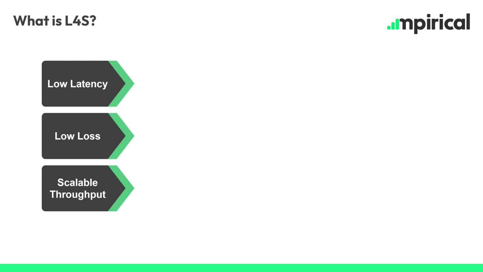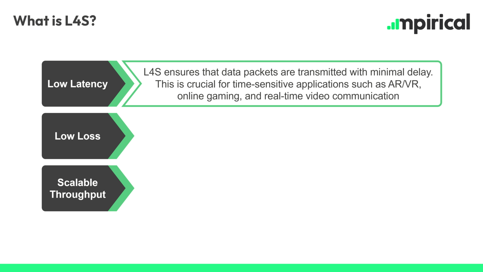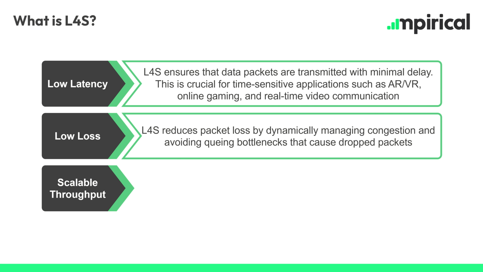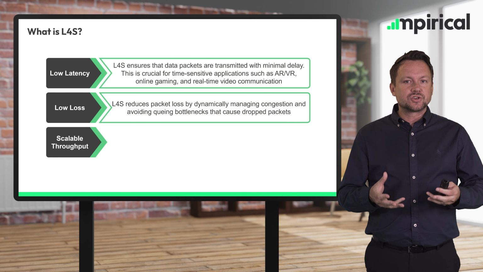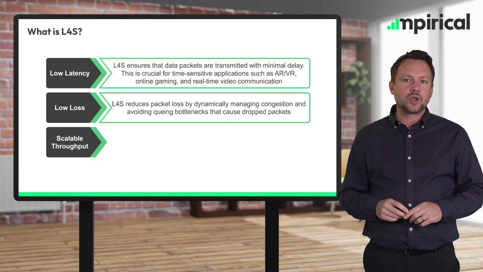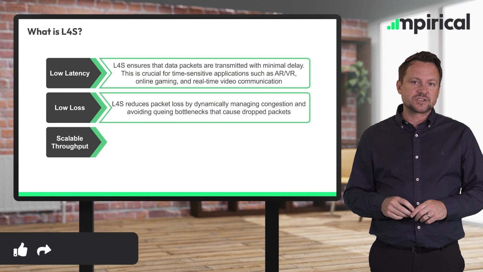L4S itself consists of three key components. We've got low latency. So with L4S, we are able to prioritize delay critical data packets with minimal delay to ensure that we can deliver real-time communication that is required by some of the key multimedia applications that we discussed earlier. L4S is also able to reduce loss within the network. So rather than traditional methods that rely on packet loss to signal the presence of congestion within the network, L4S aims to manage this in a more efficient way. And it does this by eliminating bottlenecks and keeping queuing times low for L4S critical traffic.